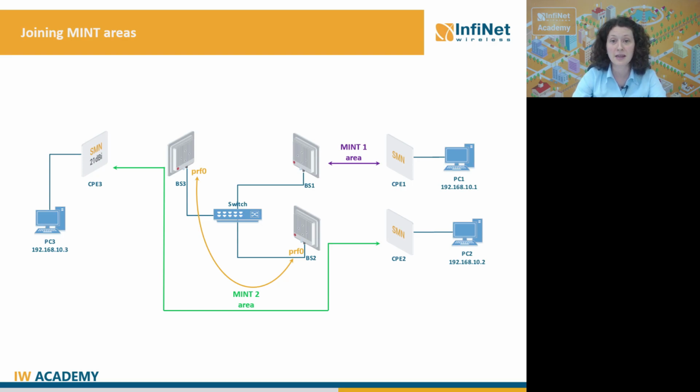We have now obtained a single MINT area between CPE2 and CPE3. In this configuration, the frames coming from PC3 to PC2 will only be encapsulated once by MINT at CPE3 and decapsulated once at CPE2 into the original Ethernet frame. So we have no more several MINT encapsulations and decapsulations.